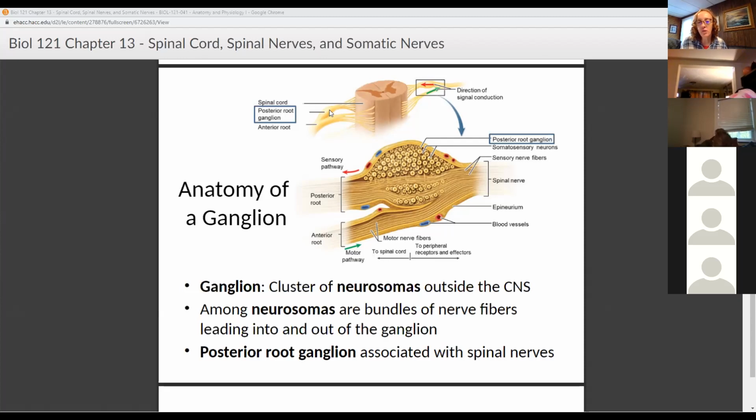The really popular one and the most famous one that we talk about is the posterior root ganglion, also called the dorsal root ganglion. So this is a cluster of the cell bodies for the sensory neurons. Because remember, the posterior root is going to carry the sensory fibers. So among the neurosomas contained within the dorsal root ganglion are bundles of nerve fibers that are going to lead in and out of the ganglion.